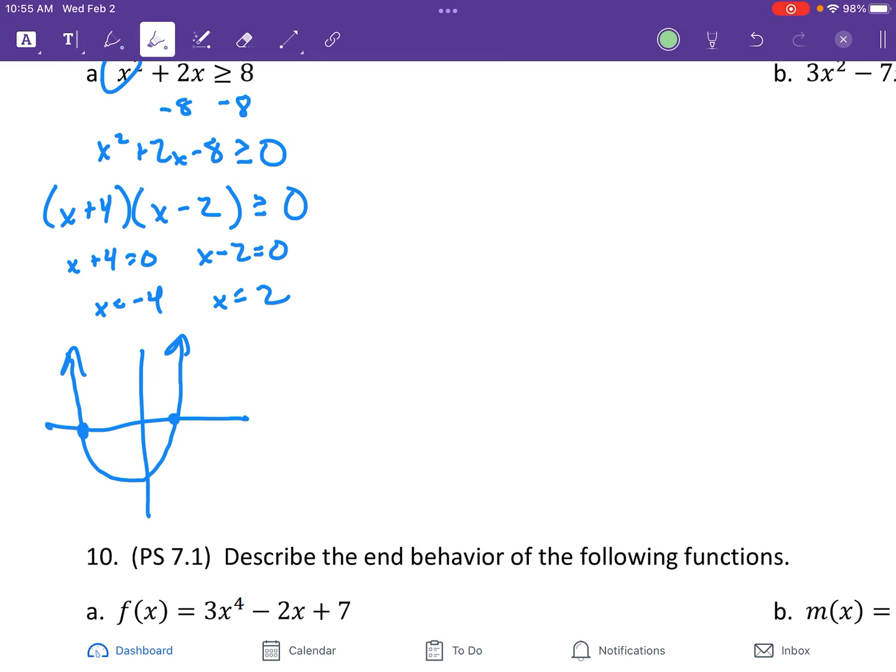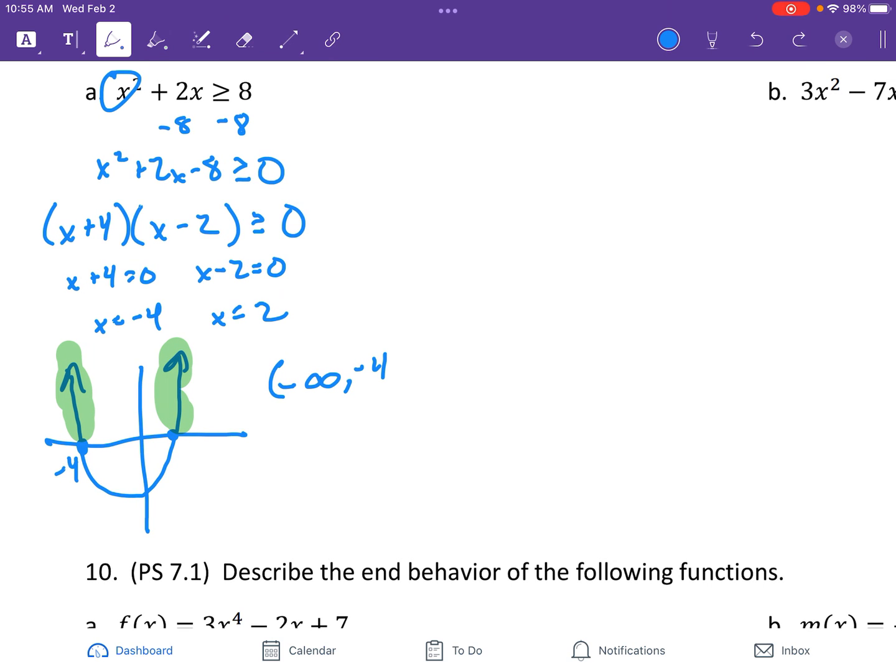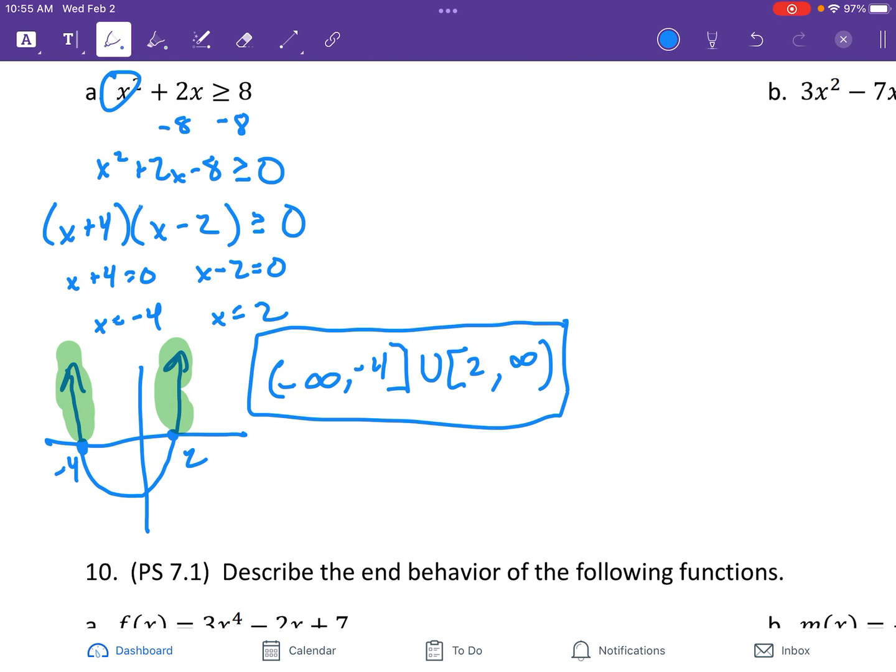So it says greater than or equal to, so I want to be above the x-axis. I want to be here. So I have to write my interval notation along those highlighted sections. I'm starting off at negative infinity all the way to the left, which has a parenthesis on it. I'm going to negative 4, which is right here. Now, because the sign on the inequality is greater than or equal to, I'm going to put a bracket. I'm going to have a jump. I'm going to start up again at 2 on the other side with a bracket, and I'm going to go towards positive infinity. And this is the answer in interval notation for that particular problem.